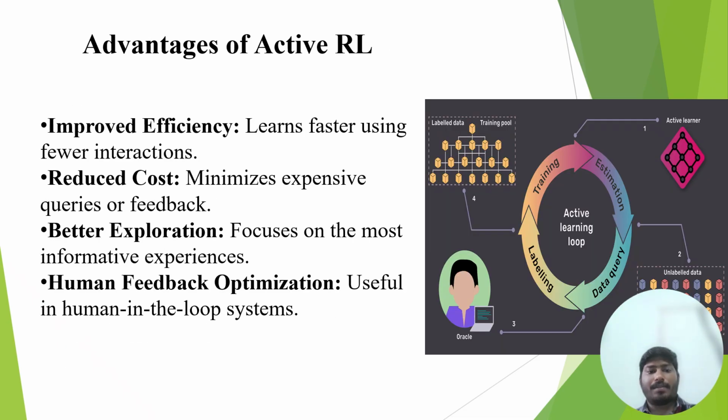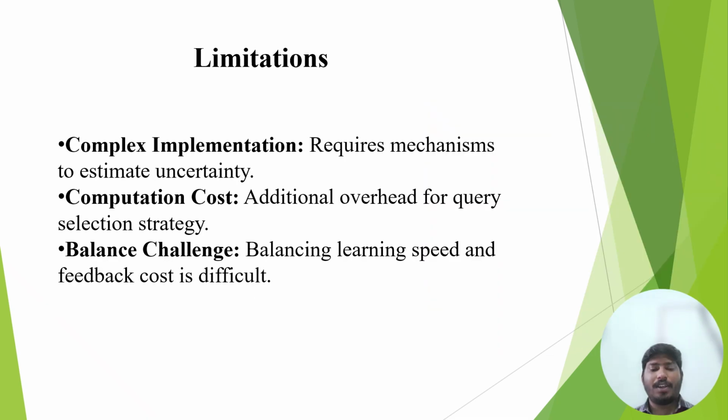Here are the advantages: learning is efficient with fewer interactions, it reduces overall training cost, it focuses on the most informative data, and it is ideal for human-in-the-loop systems. The limitations of active reinforcement learning are that it is hard to compute uncertainty accurately, it increases computational demand for queries, and balancing queries, cost, and speed remains challenging.